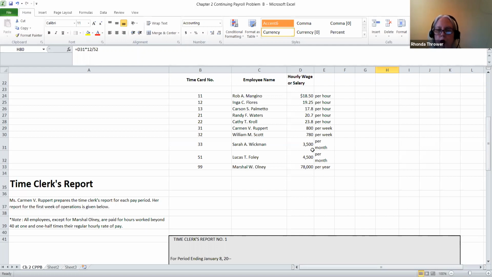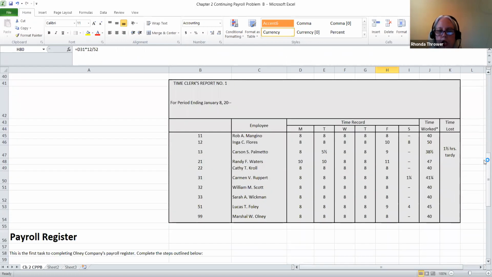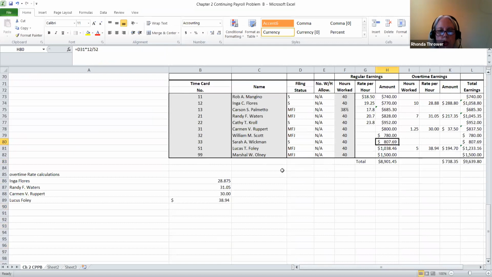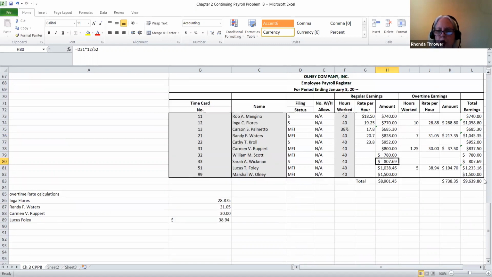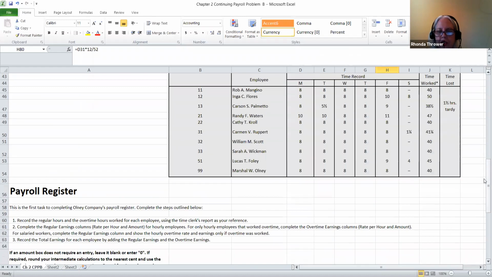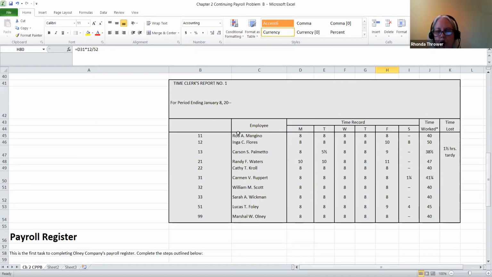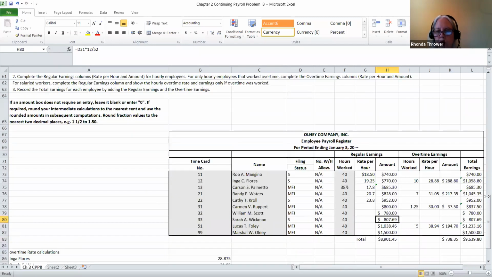What was given to us is that she made $3,500 per month. And so if you look right here, she didn't have any overtime hours. How did we know that? Because on the clerk's report, when we look at Wickman, she only worked 40 hours. So we didn't have to worry about doing the overtime for that.